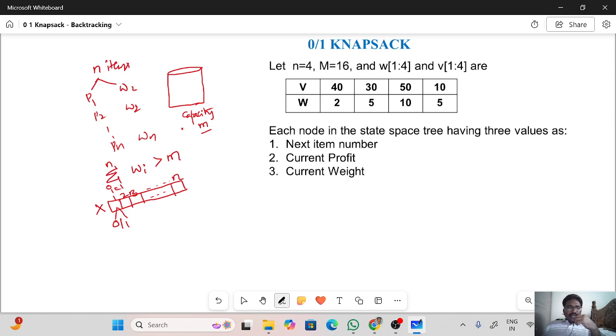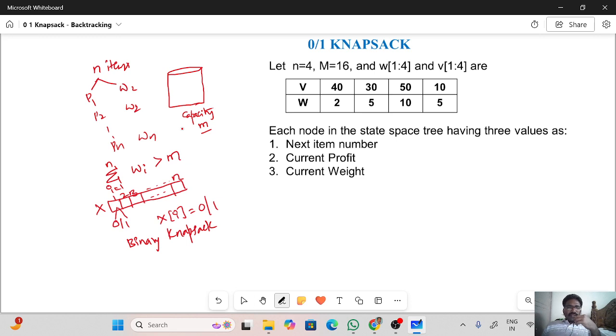0 indicates that the item is not placed in our knapsack. 1 indicates that the item is placed in the knapsack. So each and every solution vector value, x of i, must be either 0 or 1. This is our second constraint. So that's why sometimes the 0-1 knapsack is also called the binary knapsack problem.